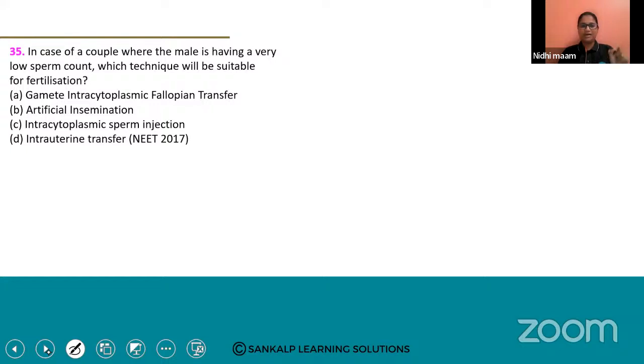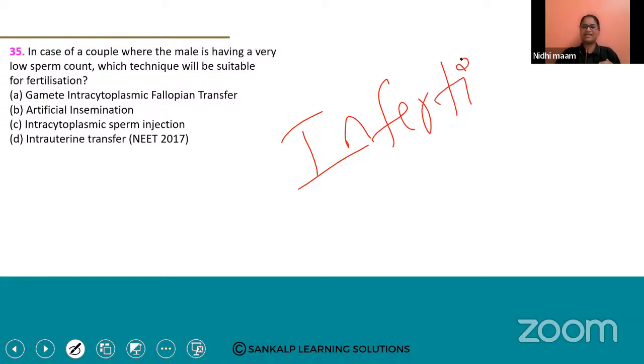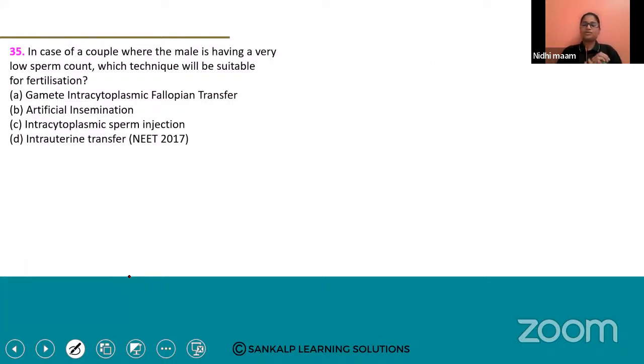In case of a couple where the male has a very low sperm count, which technique will be suitable for fertilization? So now we are discussing questions from infertility. We completed sexually transmitted diseases. In that couple, the male has a low sperm count. Which technique is suggestible for them? A, gamete intrafallopian transfer, that is GIFT; B, artificial insemination; C, intracytoplasmic sperm injection; D, intrauterine transfer.